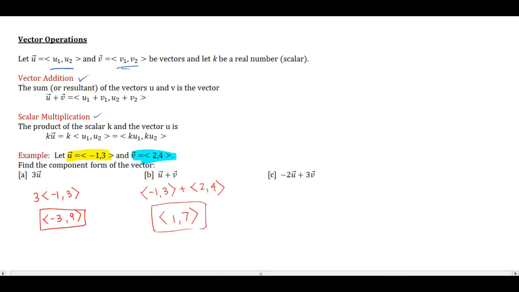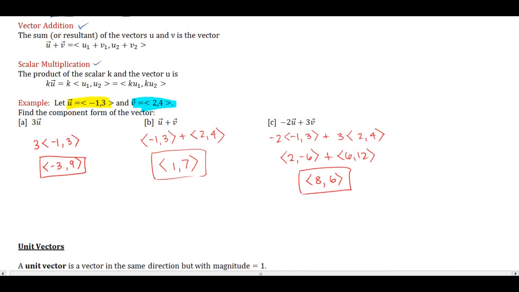What if we have 2 u's, or the opposite of 2 u's, meaning you have to change all their signs and double it, and then add that to 3 v's? What would that look like? Well, just break it down into 2 steps. I'm going to do negative 2 times the u vector, which was 1, 3, plus 3 times the v vector, which was 2, 4. I would have negative 2 comma negative 6 for the negative 2u vector, and 6 comma 12 for the 3v vector. Add those together and you get 4 comma 6, and that is your resultant of that operation.